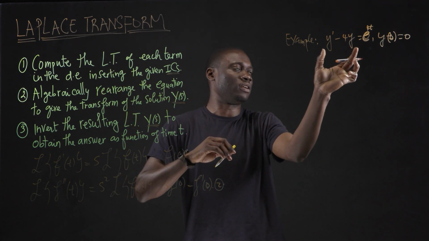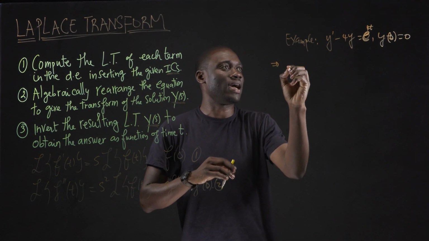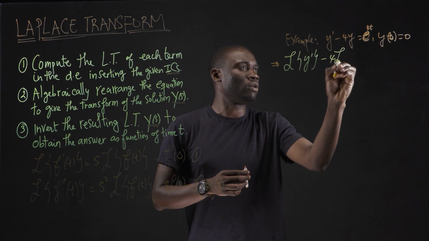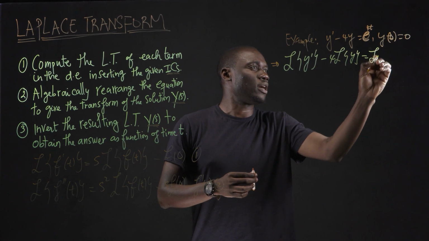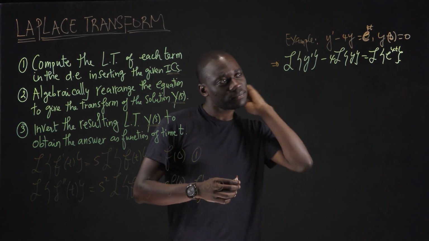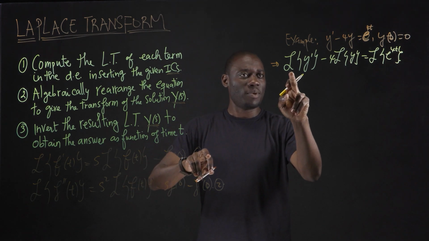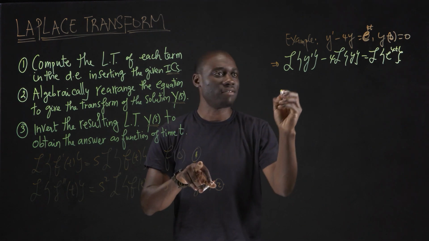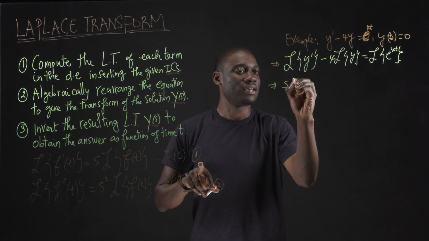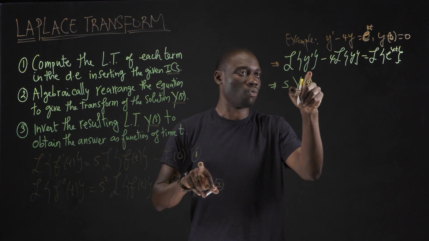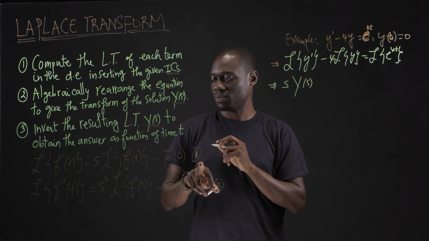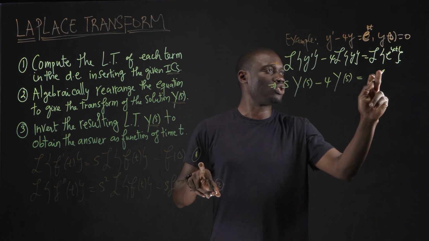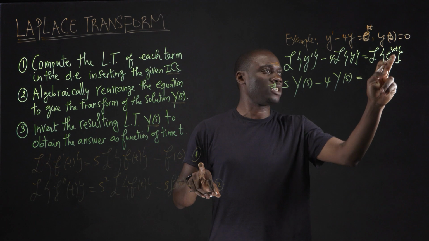Applying the Laplace transform on the left hand side and the right hand side, I will have that the Laplace transform of y' minus 4 times the Laplace transform of y equals the Laplace transform of e^(4t). Okay, now what's the Laplace transform of the first derivative? Applying formula 1 given here, I have that it is equal to s times the Laplace transform of y(t), which is Y(s), minus y(0), minus 4Y(s), which equals the Laplace transform of exponential 4t.